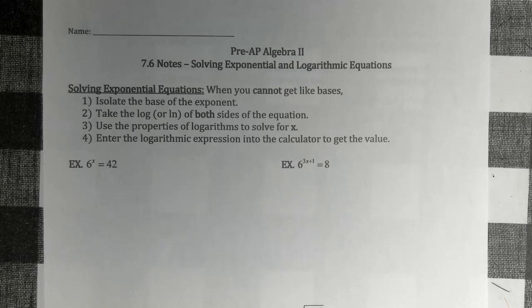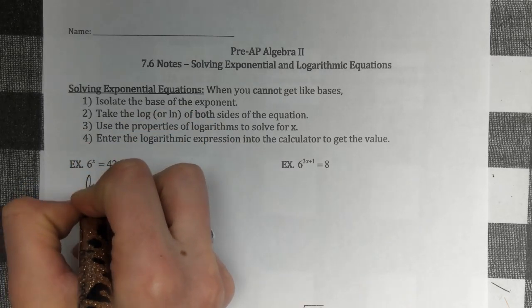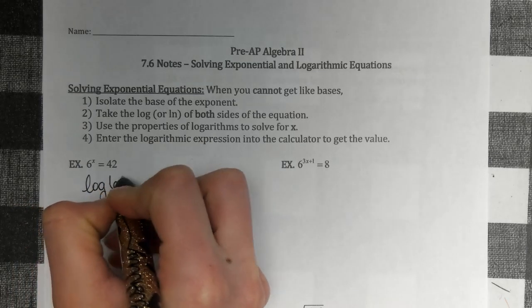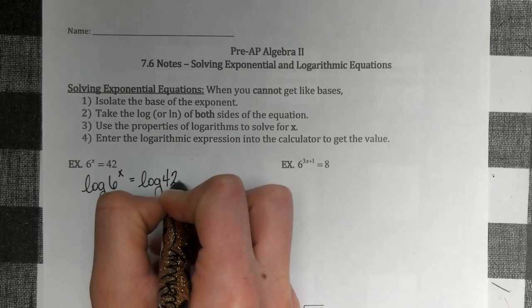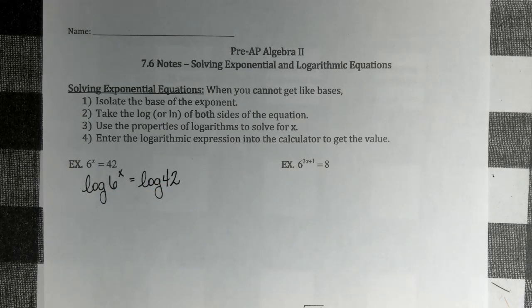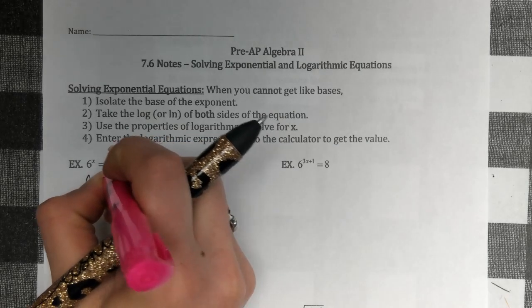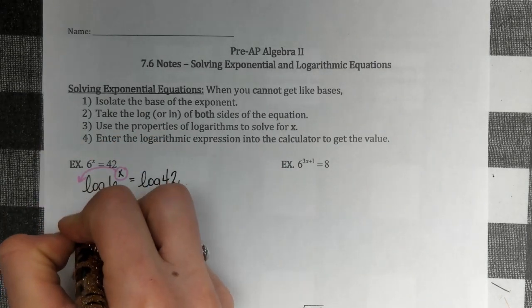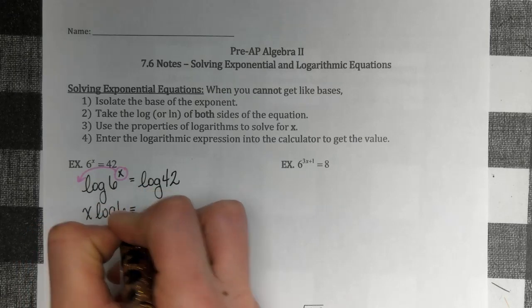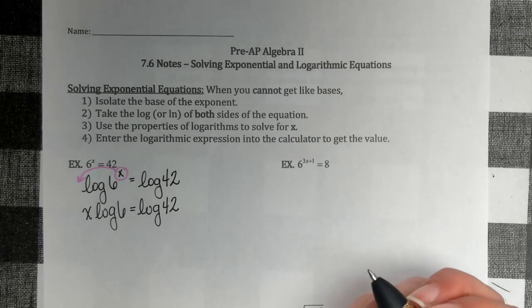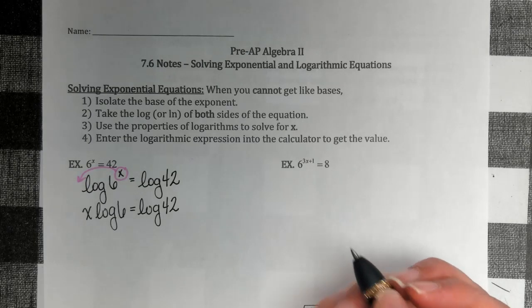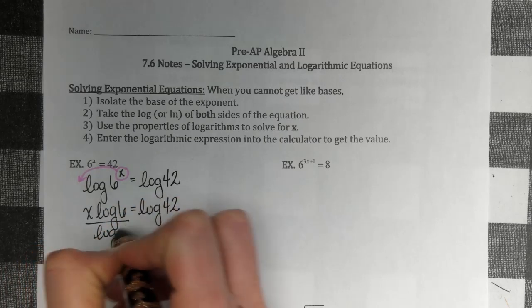So what I'm going to do is take the log of both sides, so log 6 to the x equals log 42. And then I'm going to use my properties. So I have an outer exponent. What do I do with that outer exponent? I move it to the front. So x times log of 6 equals log of 42. Now if I want x by itself, what am I going to do? Divide by log of 6.